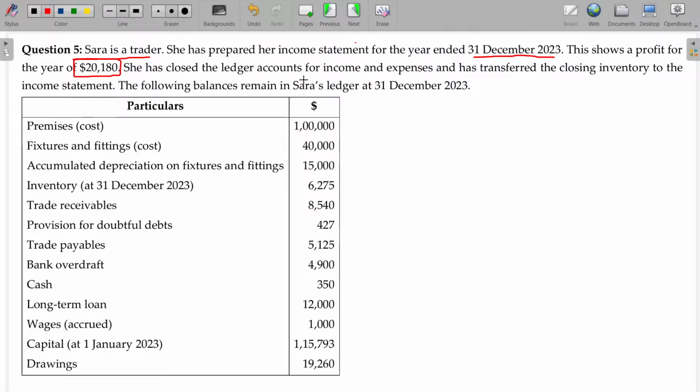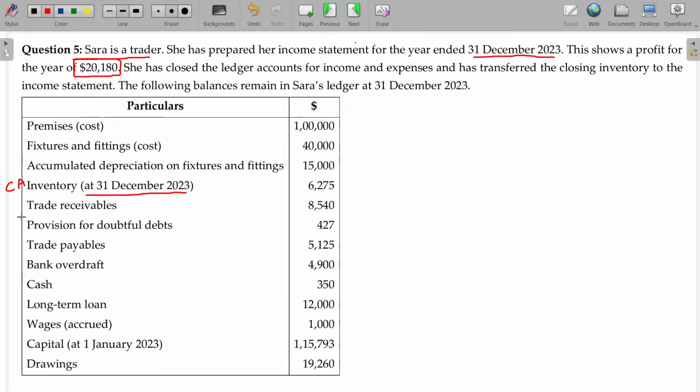She has closed the ledger accounts for income and expenses and has transferred the closing inventory to the income statement. So closing inventory is there. In income statement itself, we have closing inventory. If the closing inventory is given here, this will be transferable only to the financial position statement as current asset. Okay, remember, this is very, very important. If the closing inventory is given in the trial balance or in the ledger schedule, it will be directly transferable to the balance sheet only.